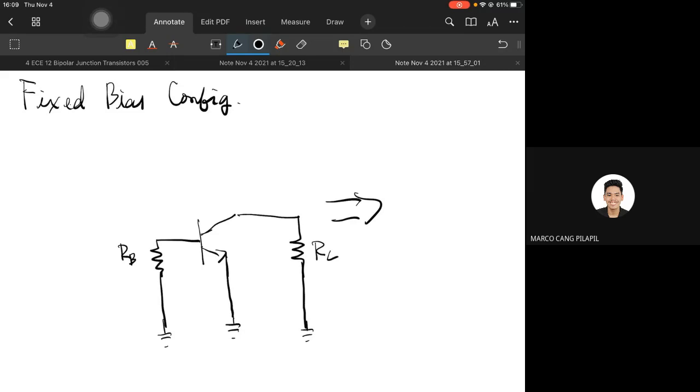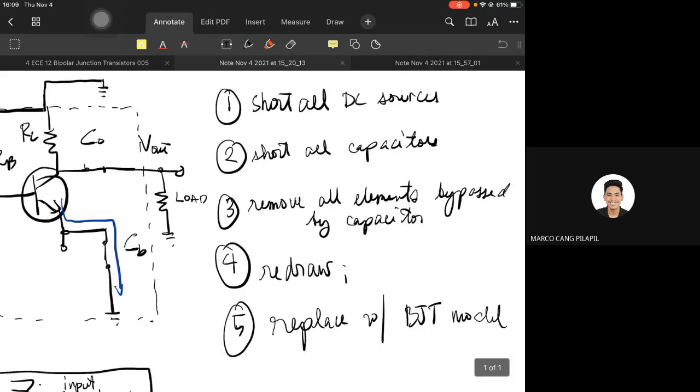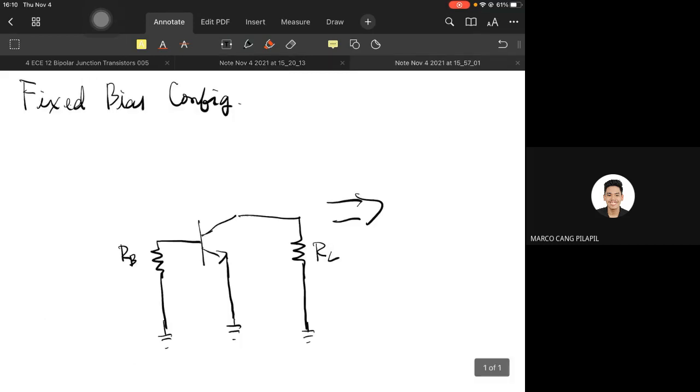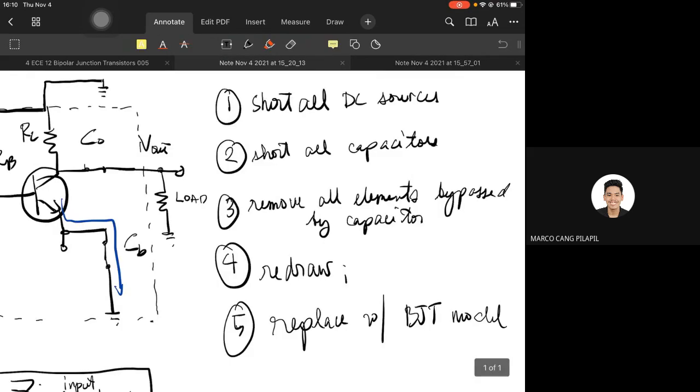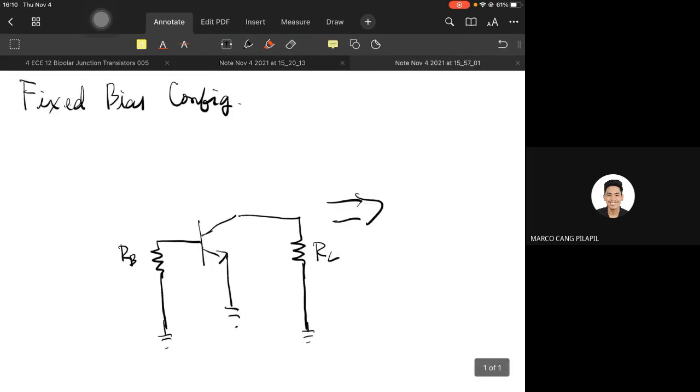So, next step. Remove all elements bypassed by capacitor. Wala man tayo element bypassed by capacitor. If ever na naa si RE here, resistor RE, then naay capacitor, so siya ang mawala. Since wala, skip lang ta ani nga step. Then withdraw. Na-withdraw na nako, no? In a more conventional fashion.